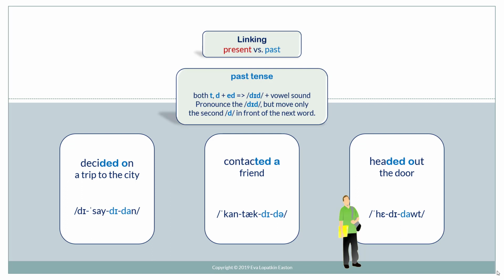Past tense. Both T and D plus ED are pronounced did plus vowel sound. Pronounce the did but move only the second d in front of the next word. Decided on a trip to the city. Decided on. Contacted a friend. Contacted a. Headed out the door. Headed out.